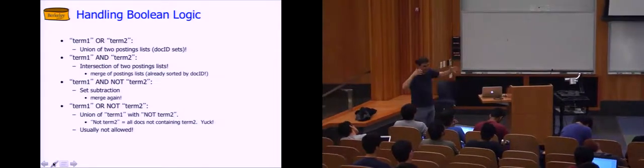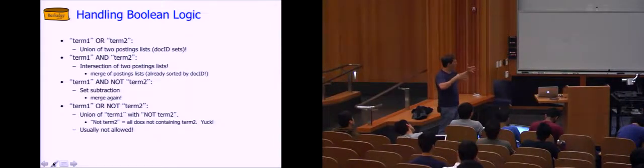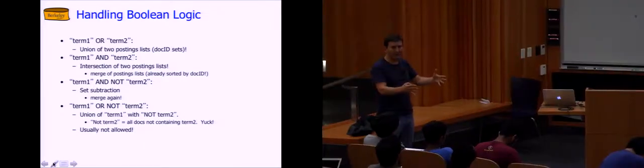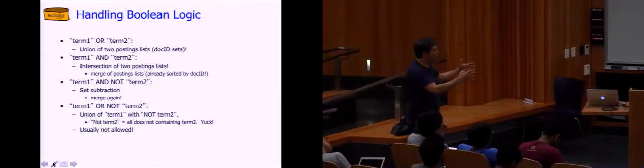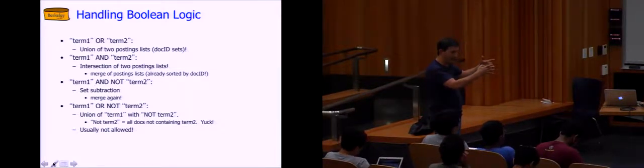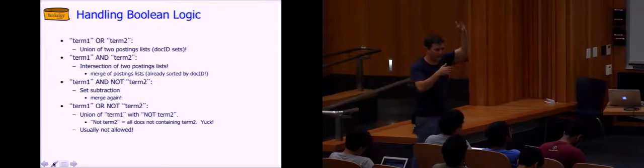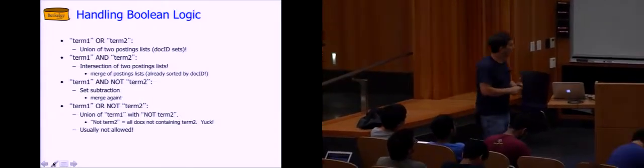Term 1 and not term 2 is set subtraction. I want documents that say Justin and do not say Bieber. I'm looking for people who are named Justin and don't want to see the Justin Bieber stuff. Again, you take those two things, they're sorted by doc ID already, and that merge will do set subtraction. Find things here, see if there's a match here. If there is a match, don't output it this time. And if there's no match, do output it. So it's almost exactly the same as intersection. It's just inverse logic as to what you send to the output.